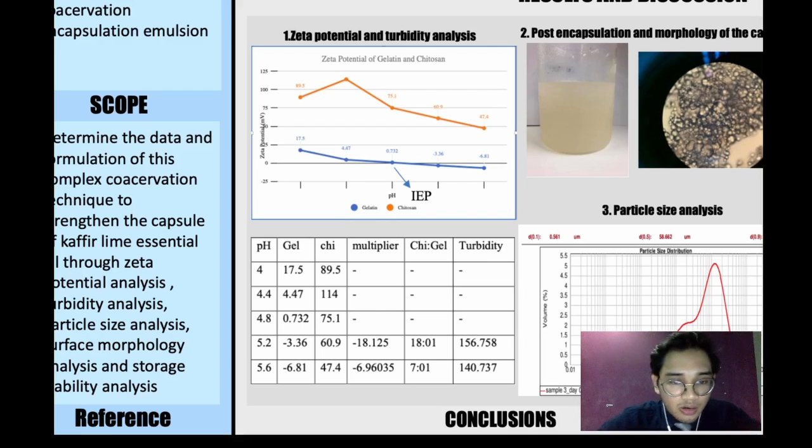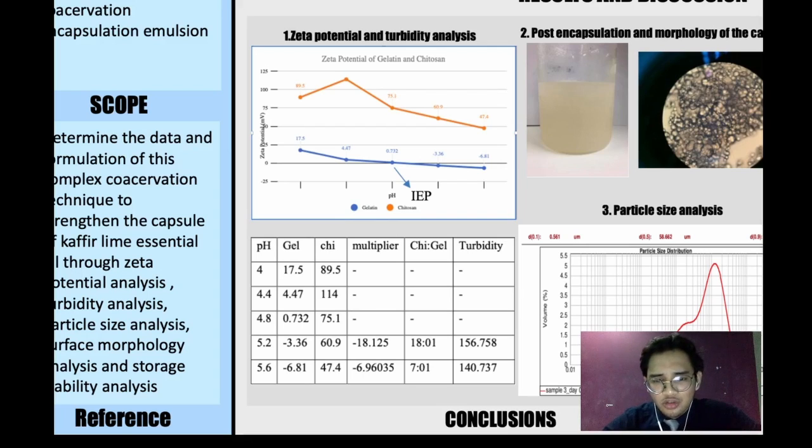So in the table below, we could see the results in value. We could see that only pH 5.2 and 5.6 have the wall ratio value, chitosan ratio gelatin, because at pH 5.2 and 5.6 there are opposite charges between gelatin and chitosan. So pH 5.2 and 5.6 will proceed to the turbidity analysis.